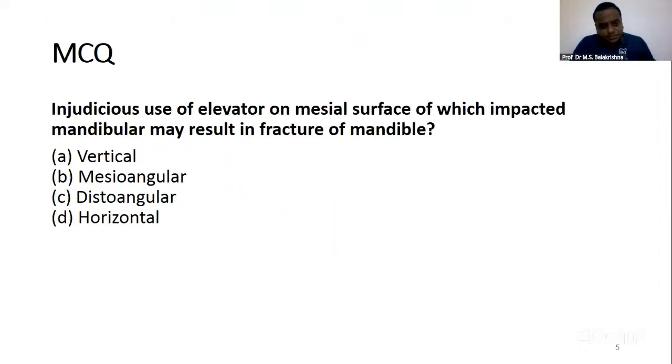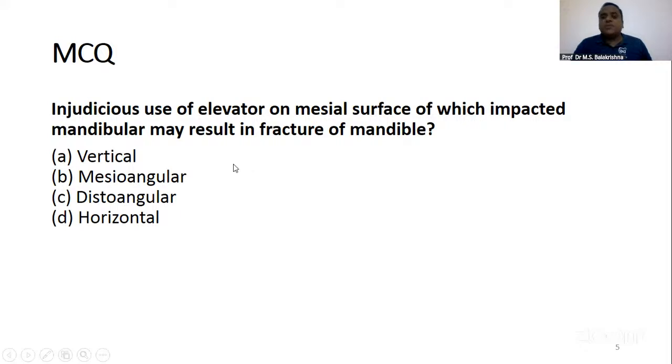Next question. Injudicious use of an elevator on the mesial surface of which impacted mandibular tooth may result in fracture of the mandible? This question is from impactions. We generally elevate from mesial to distal. So which impaction, if you elevate mesial to distal, will create a fracture in the mandible?